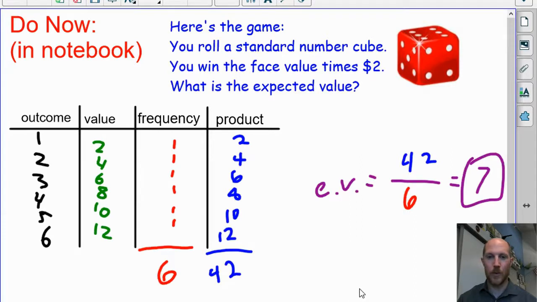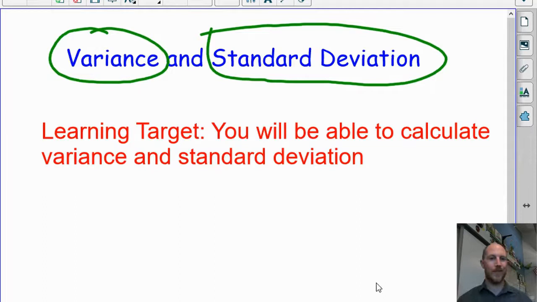Okay, so hopefully we end up with an expected value of 7. All of our outcomes here, multiply each of those by 2 to get the dollar amounts. Frequency of 1, each of those numbers only shows up one time on each of the different sides of the die. Product is the value times the frequency, 2, 4, 6, 8, 10, 12. Total the frequency column to get 6, total the product column to get 42. Divide for expected value.